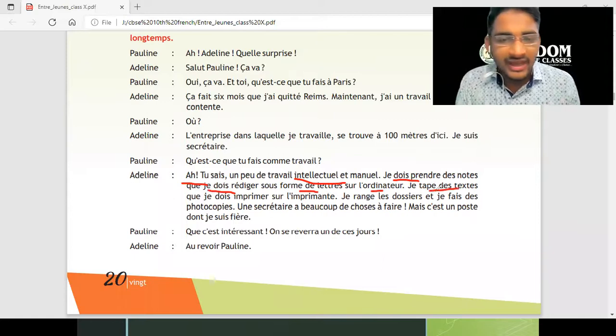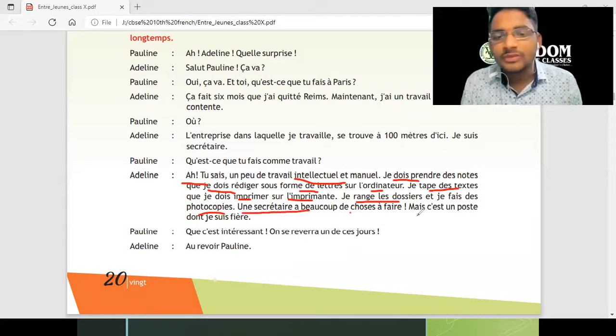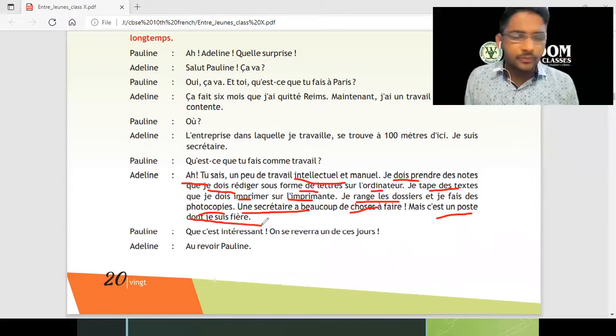I type text which I have to print on the printer. So she types and then she prints it on the printer. I arrange the files and I do photocopies, Xerox. And a secretary has a lot of things to do, but this is a post which I am very proud of. So Adeline is very happy with the post that she's got and she's loving her work.